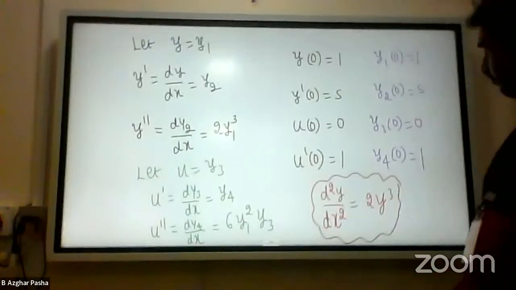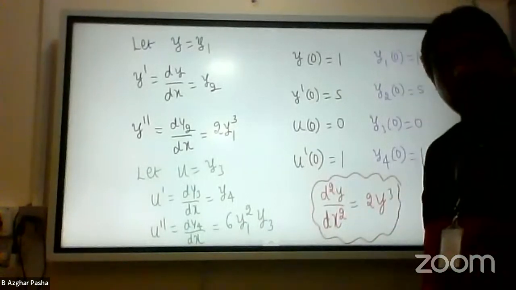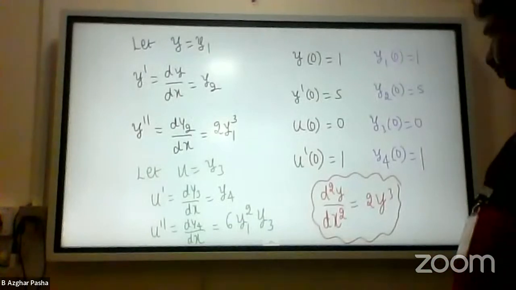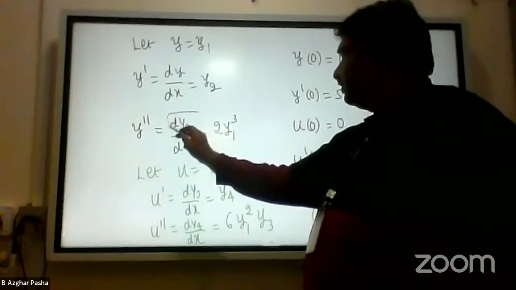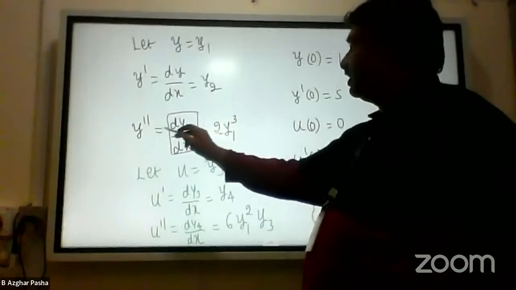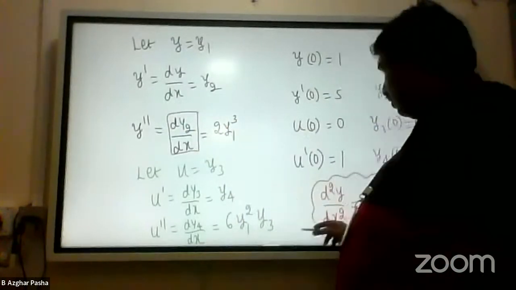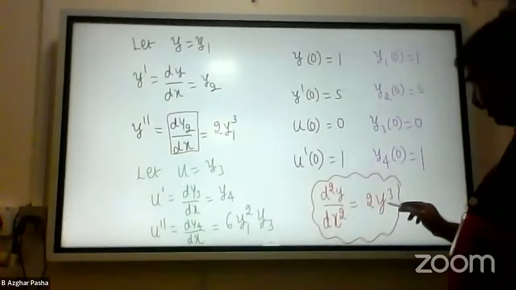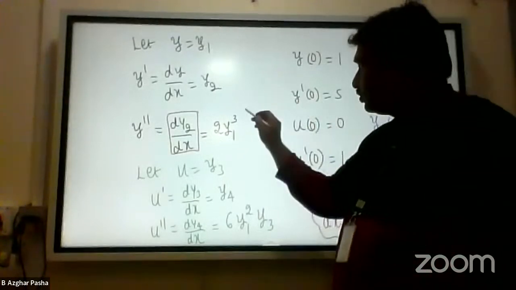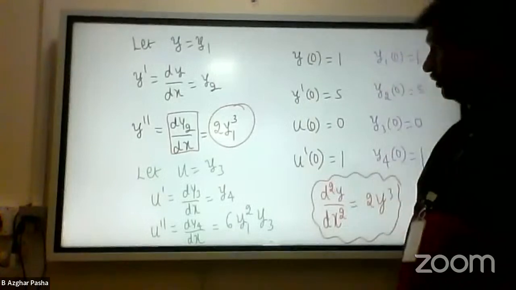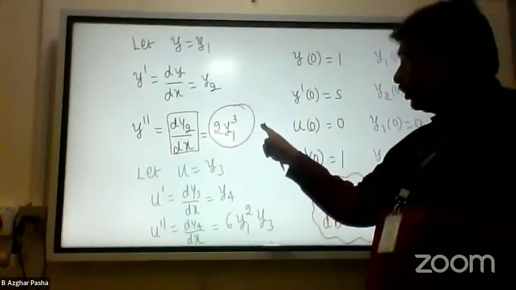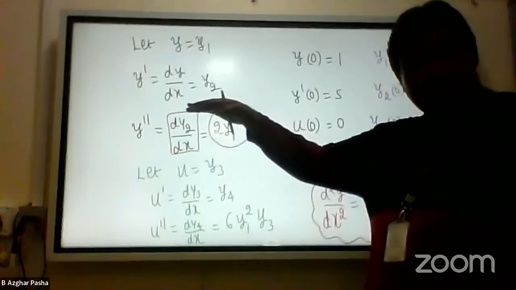This is the differential equation: d square y by dx square is equal to 2y cube. So dy2 by dx stands for y double dash. Y double dash is 2 into y cube. Y is y1, so it is 2y1 cube. I have to stop. I should not call this y3. I have to stop at y double dash.